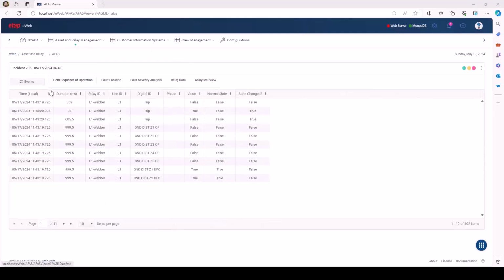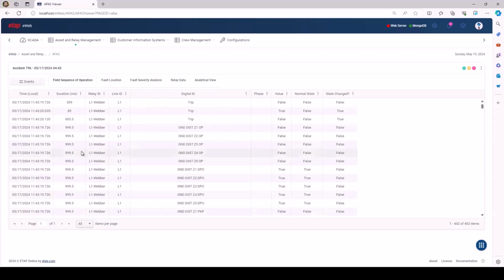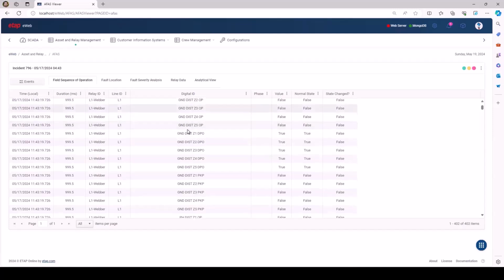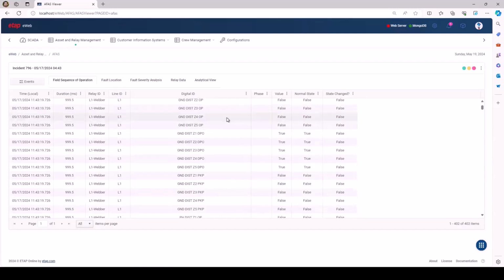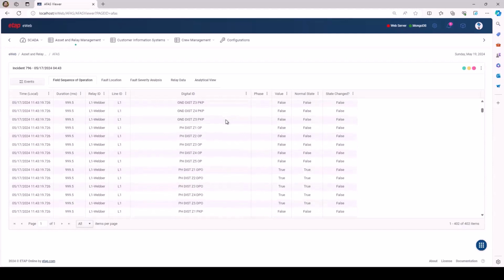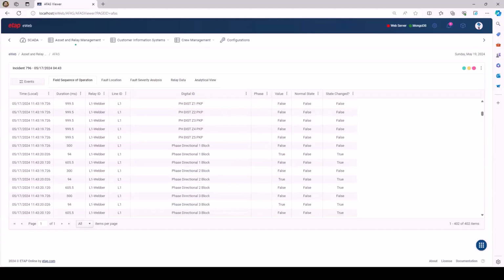The first tab shows the field sequence of operation for all the COMTRADE files. So let me expand this, and as you can see, different protection elements are shown here, such as trips or different zones of protection of the COMTRADE files. You can see all the sequence of events, which are crucial in understanding the protection system behavior.